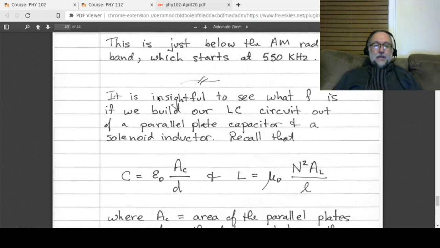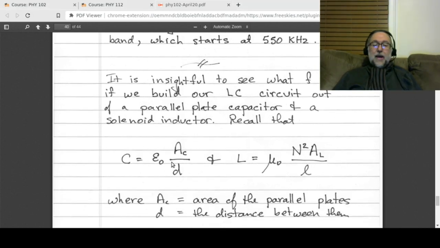So if you go back to the capacitor, a parallel plate capacitor has a capacitance C given by this formula here. A is the area of the two plates, and D is the distance between them. Now, I had to call this AC because I need to distinguish this from the cross-sectional area of the inductor. So AC is the area of the two plates in the capacitor. They're a distance D apart. I don't have any dielectric in there, so all I have here is the permittivity of free space.